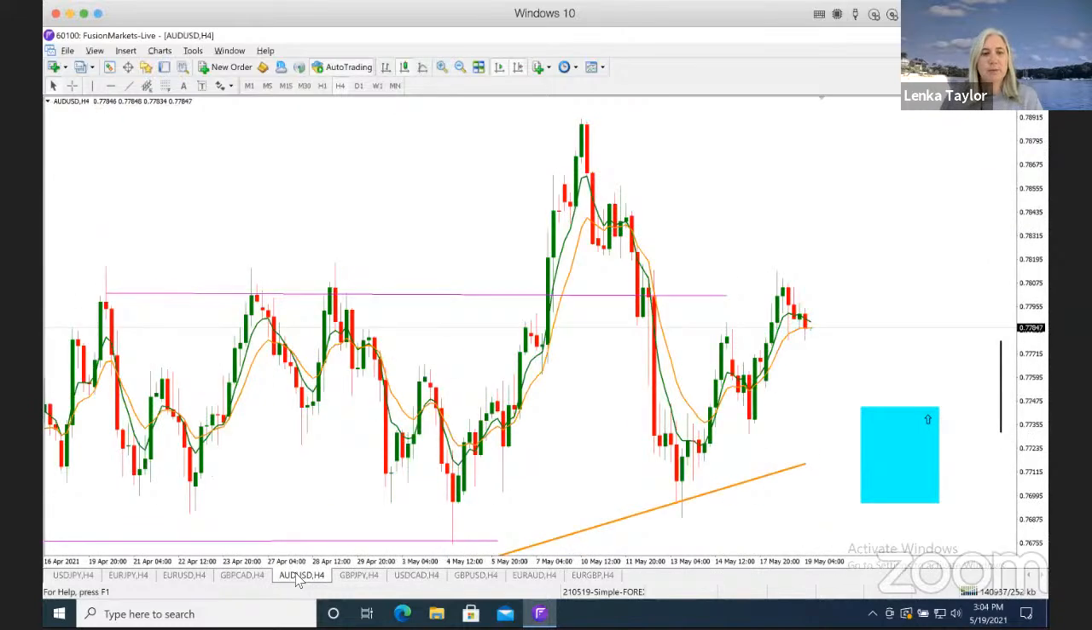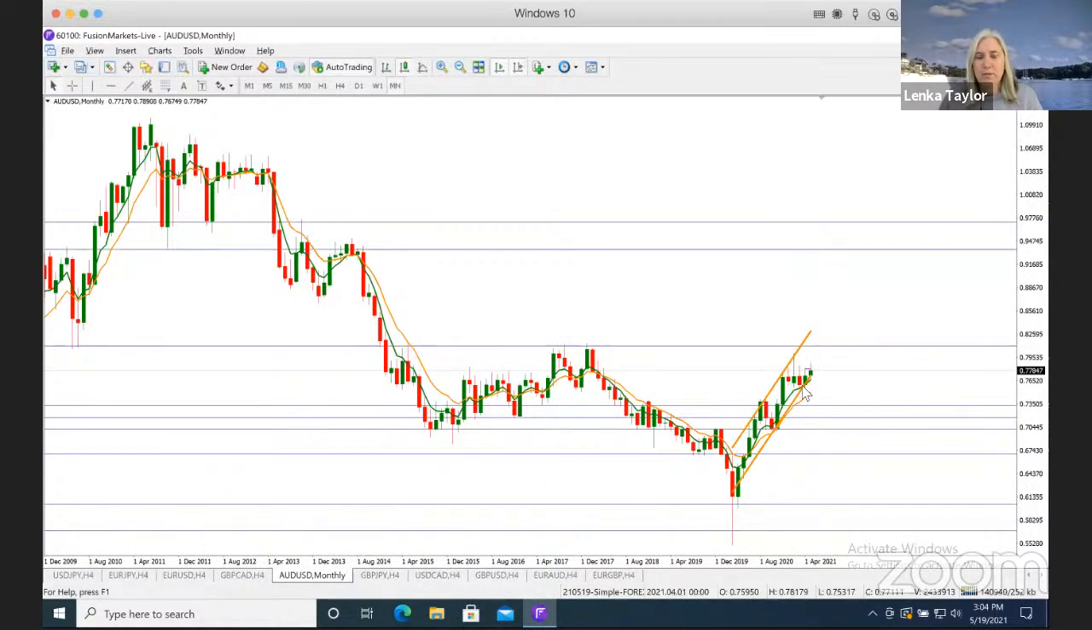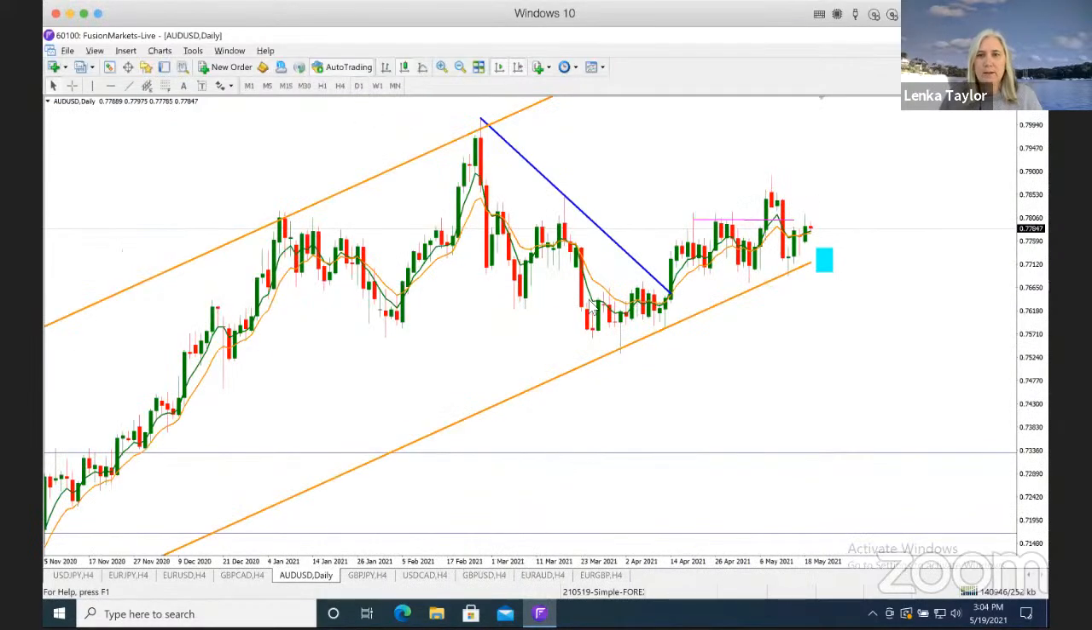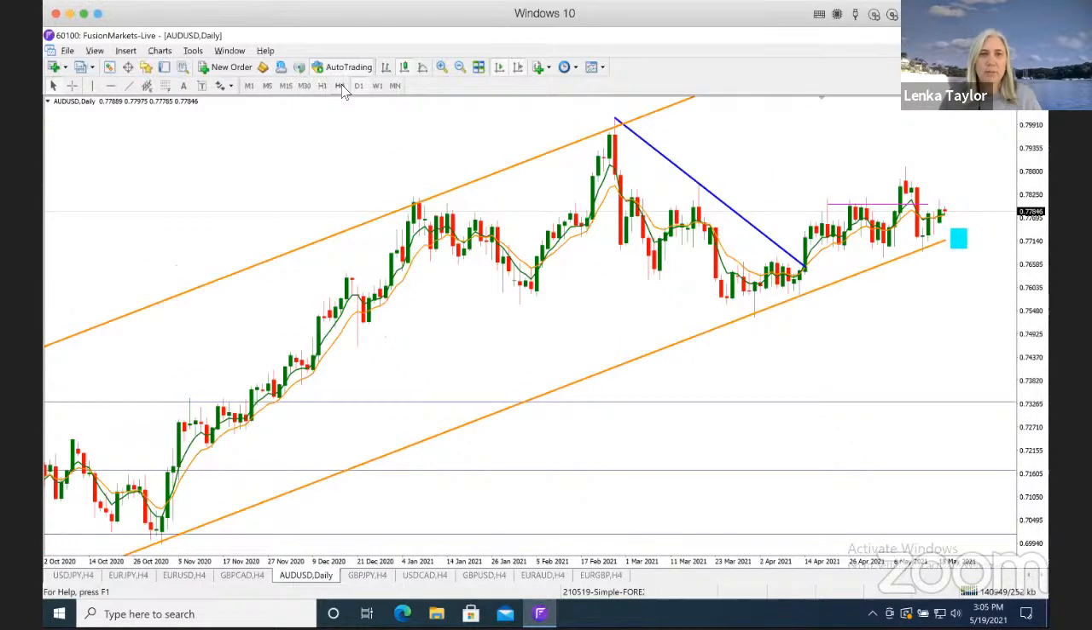Next currency pair I'm looking at is AUDUSD. This currency pair I'm looking for a long in terms of going in the direction of the trend up to that horizontal level. On the weekly, we are within the channel, and daily we're just hugging the channel. It's sort of going sideways, but still looking for a long if I get a pullback.